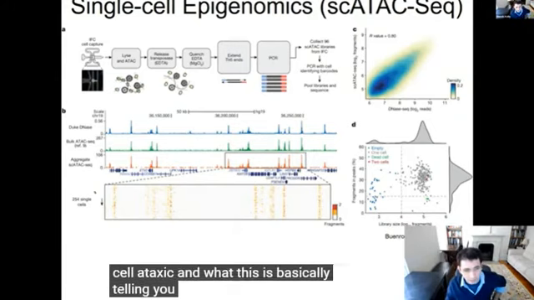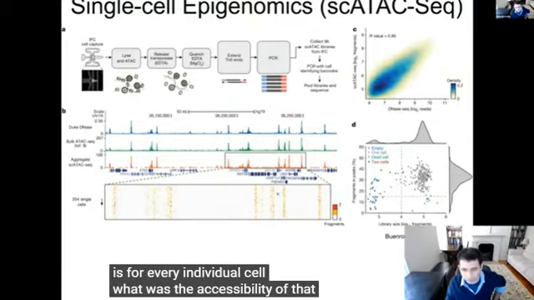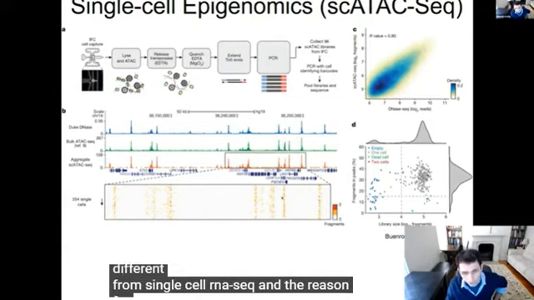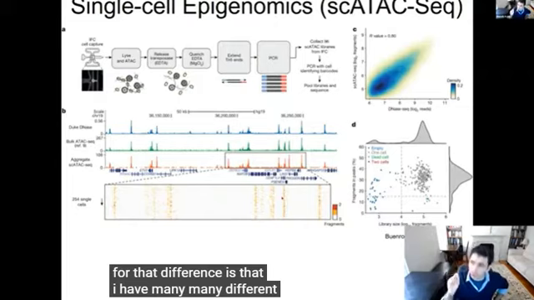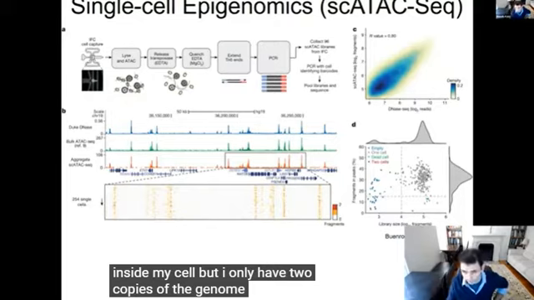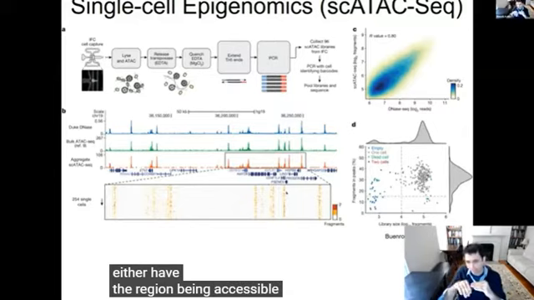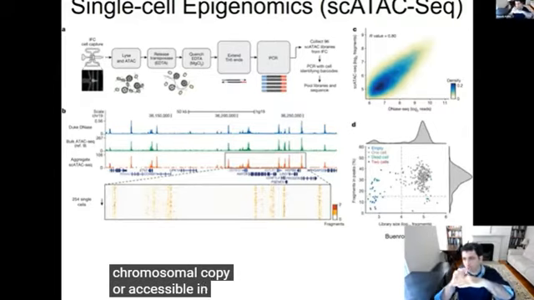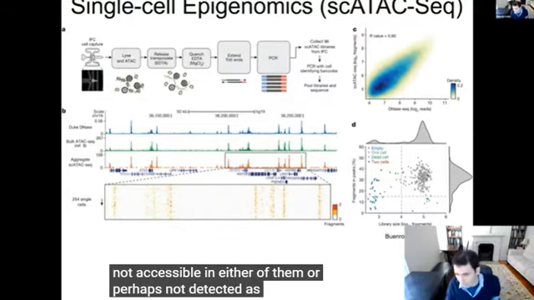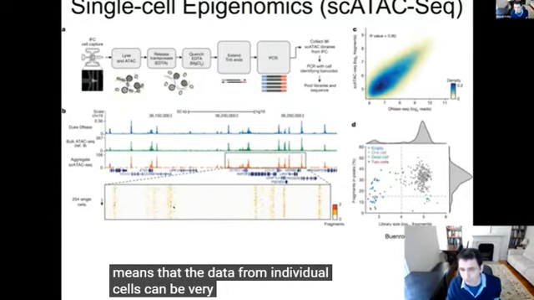And what this is basically telling you is for every individual cell, what was the accessibility of that cell? Now, single cell ATAC-seq is very different from single cell RNA-seq. And the reason for that difference is that I have many, many different copies of an RNA molecule inside my cell, but I only have 2 copies of the genome. So that basically means that I can either have the region being accessible in one chromosomal copy or accessible in another chromosomal copy, or not accessible in either of them, or perhaps not detected as accessible in either of them. And that basically means that the data from individual cells can be very, very sparse.